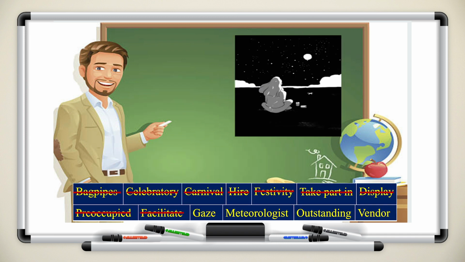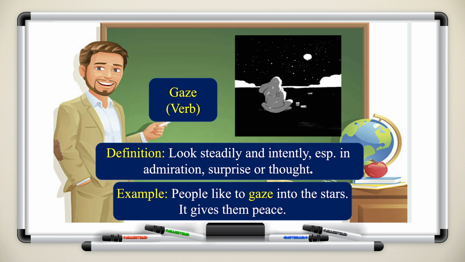In this picture, you can see a person who's looking at the sky. So he is gazing. The word is gaze. The definition, look steadily and intently, especially in admiration, surprise, or thoughts. Here's an example. People like to gaze into the stars.